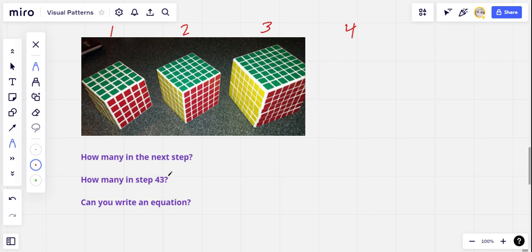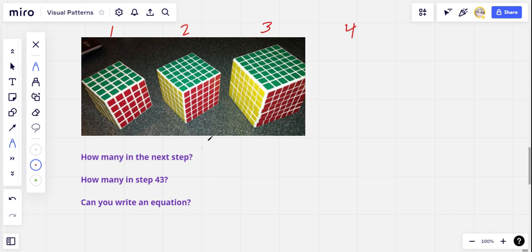If you can do that, can you predict the number in step 43, which I think is going to be an awful lot? And could you write an equation to predict the number of little cubes in any step at all? If you'd like to accept that challenge, pause the video and see what you can do.